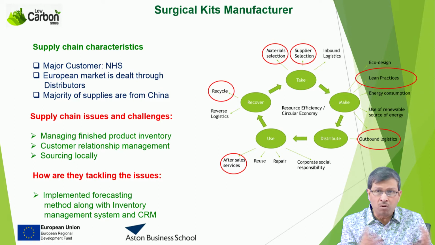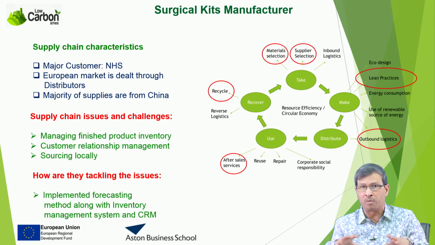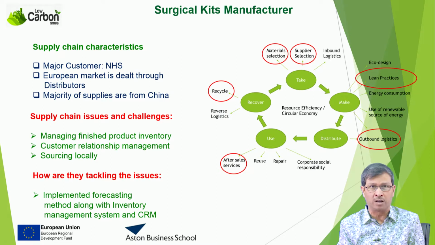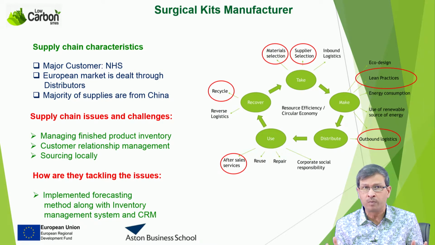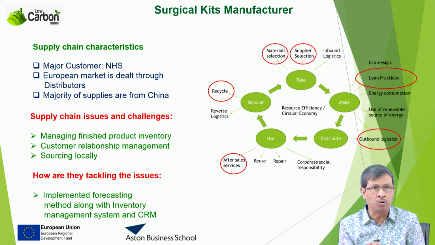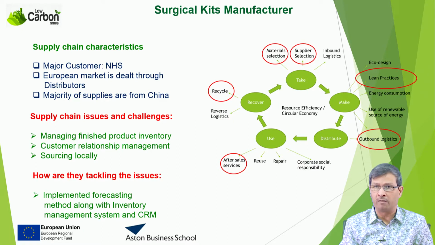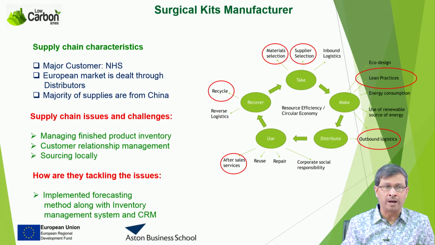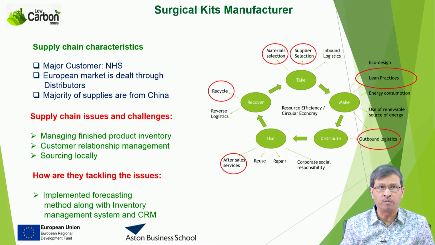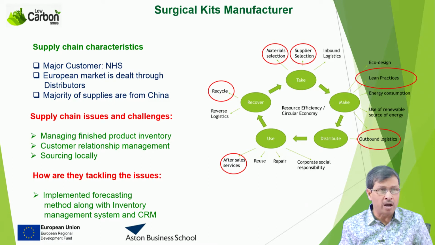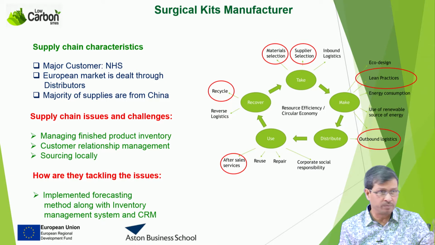So, we told them, we would like to analyze your problem very holistically. We came out with it, that's the way we should go. You do not need to change anything. The only thing you need to do is reduce your finished product inventory. How could you do that? And we got into a holistic solution to that, which is addressing the circular economy issues and challenges across take, make, distribute, use and recover.